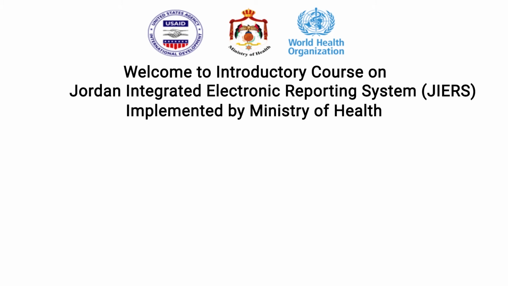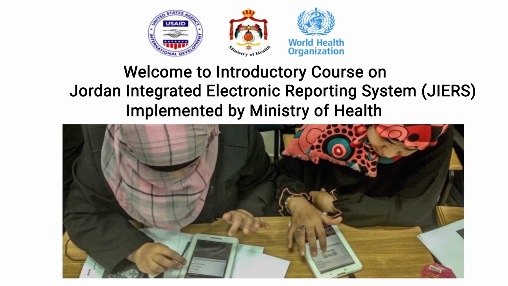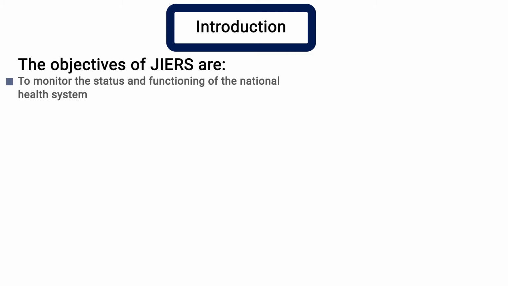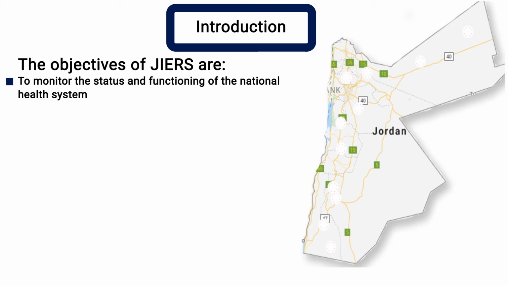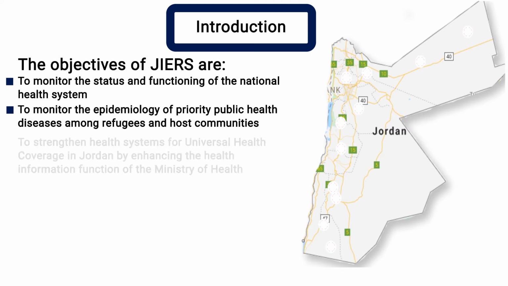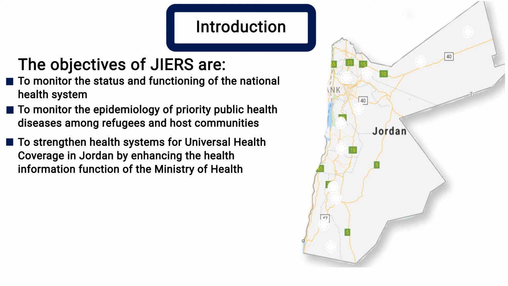Welcome to the introductory course on the Jordan Integrated Electronic Reporting System (JIERS) implemented by the Ministry of Health. The objectives of JIERS are to monitor the status and functioning of the national health system, to monitor the epidemiology of priority public health diseases among refugees and host communities, and to strengthen health systems for universal health coverage in Jordan by enhancing the health information function of the Ministry of Health.